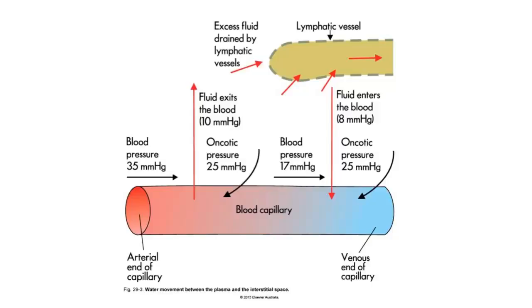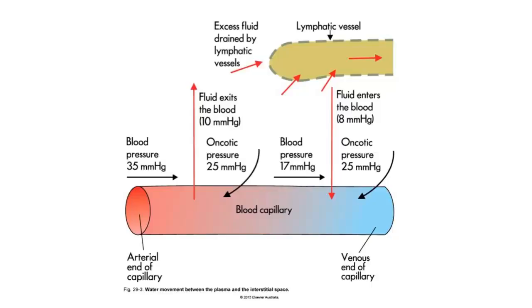The osmotic pressure within the blood capillary is only around 25 millimetres of mercury. So that means the hydrostatic pressure is exceeding the osmotic pressure created by albumin in the blood, so that fluid will move out into the interstitial tissues. As we move across into the venous end of the capillary bed, that blood pressure has dropped and it's gone from 35 millimetres of mercury down to 17 millimetres of mercury.